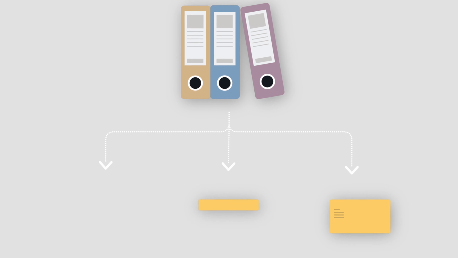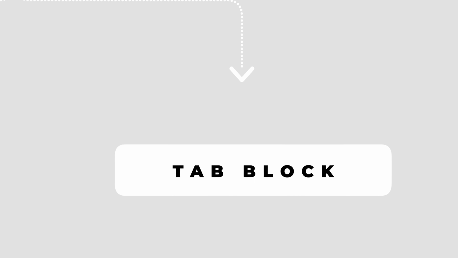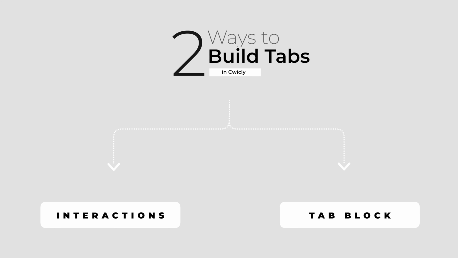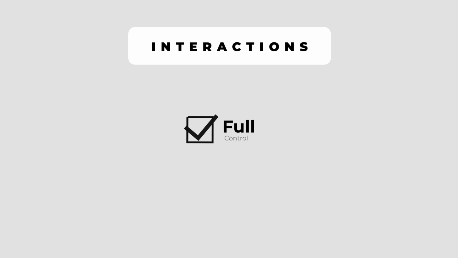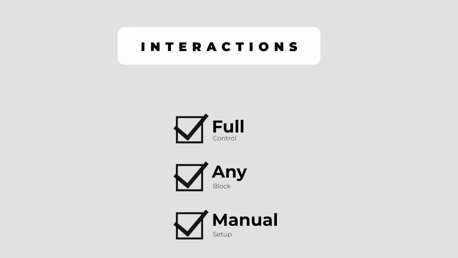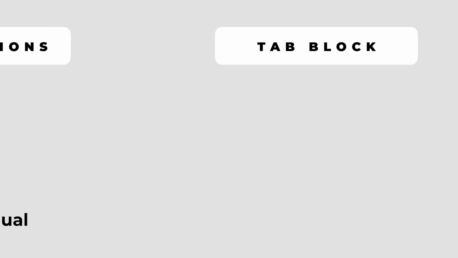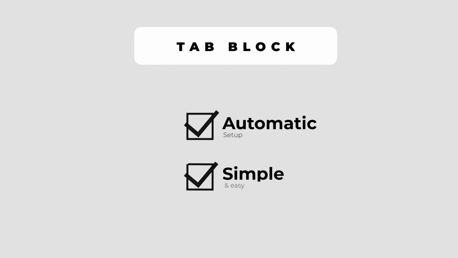In Cwicly, you have the possibility to build tabs in two distinct ways, using interactions or the tab block. With interactions, you have full control of your tab since you build its structure from the ground up using whichever block you want, and you manually set up your tab's interactions. On the other hand, with the tab block, don't worry about setting up your own interactions every time you want a tab. Simply link the tab block to the tab content, et voila.